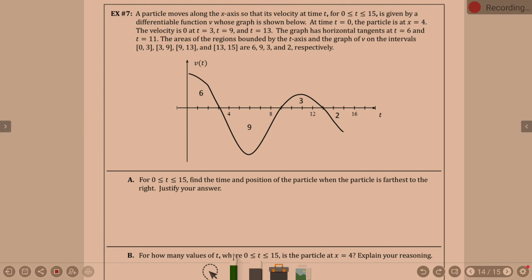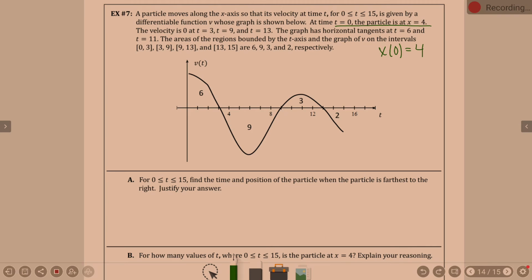Okay. I don't even know where I was in reading, but a couple of key things. At time t equals 0, the particle is at x equals 4. So right there, that's giving me an initial position. I think I used x on this one.